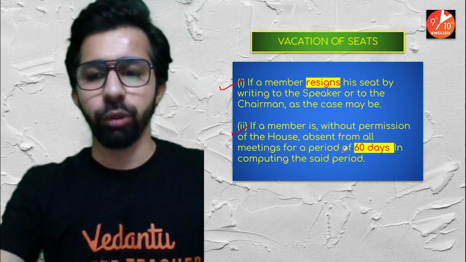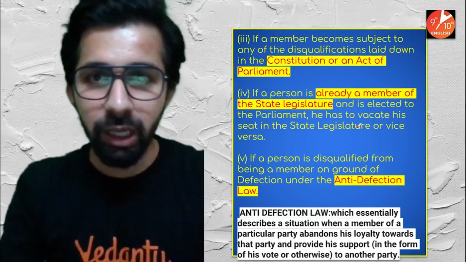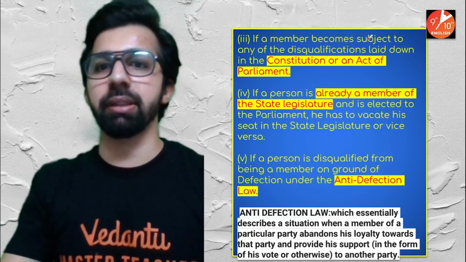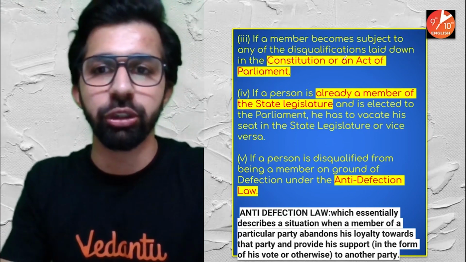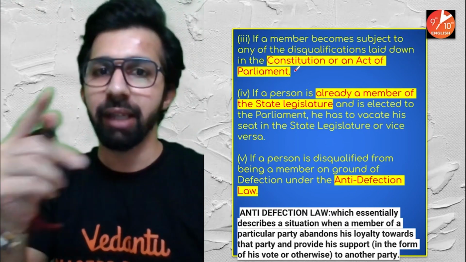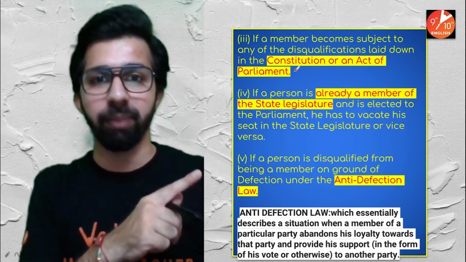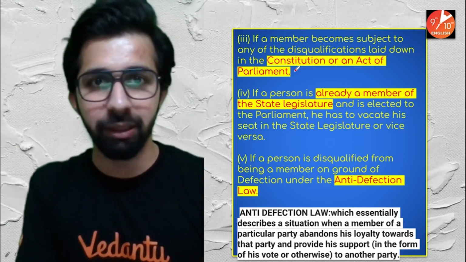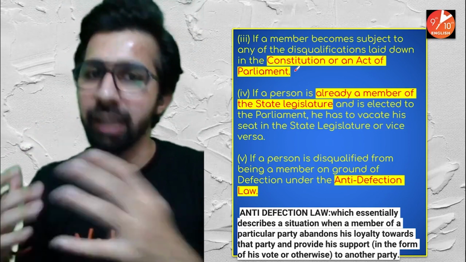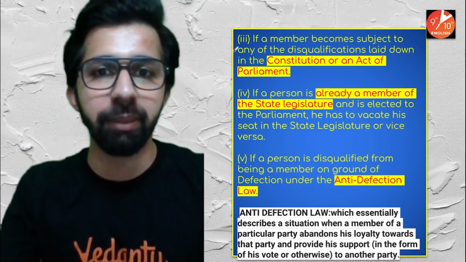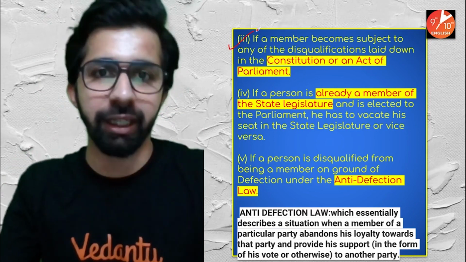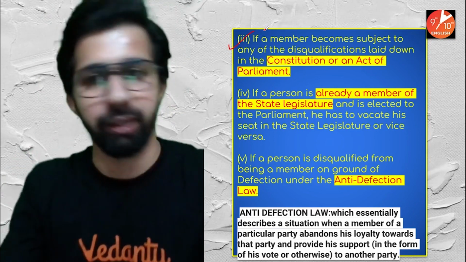The third one on your screen: if a member becomes subject to any of the disqualifications laid down in the Constitution or an Act of Parliament. As I told you in the disqualification of membership, if some new law passes in the parliament and the candidate is unable to fit the criteria, then the seat may become vacant and the candidate will be disqualified.